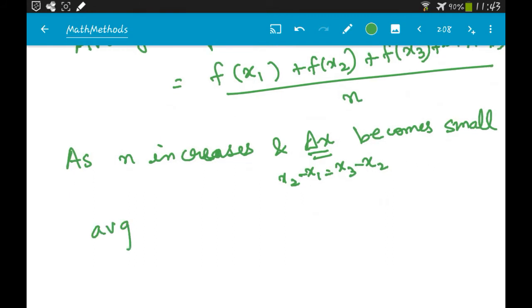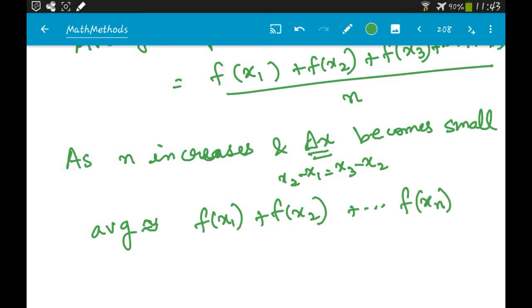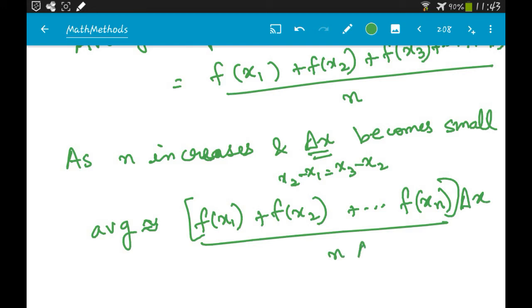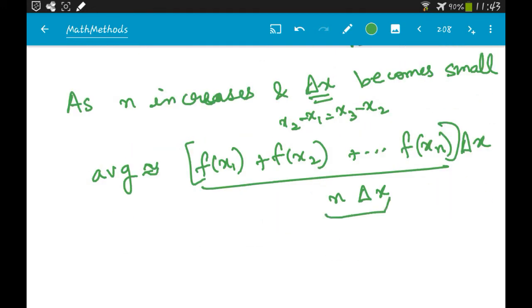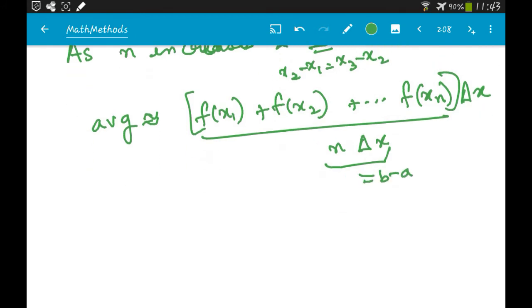Then your average is nearly equal to f of x1 plus f of x2 plus up to f of xn, times delta x, divided by n delta x. Okay, so what is n delta x? N times delta x is nothing but b minus a.